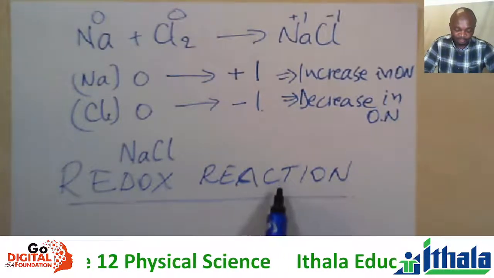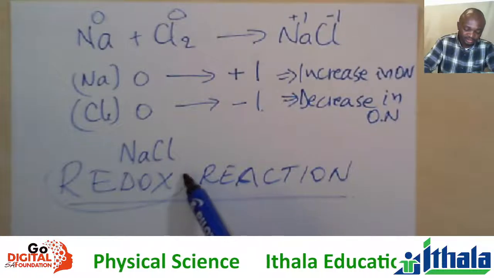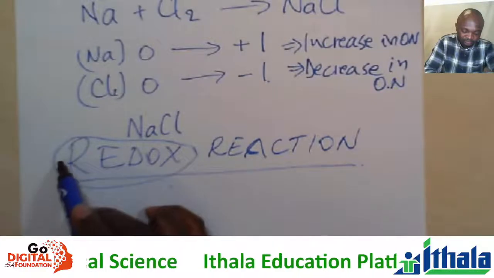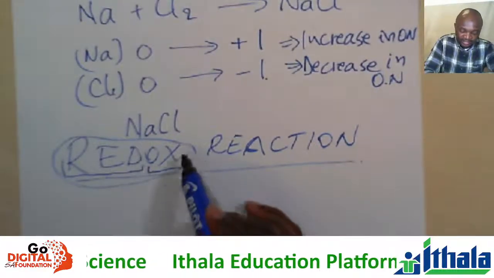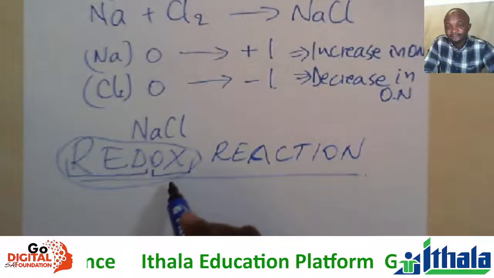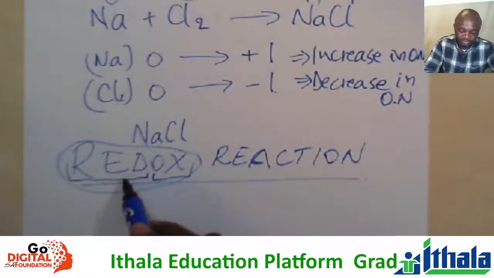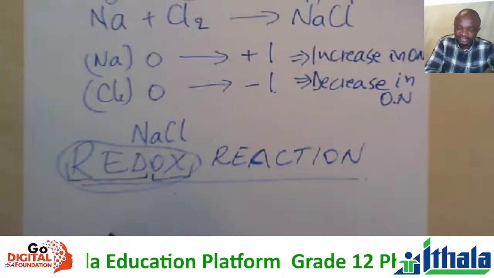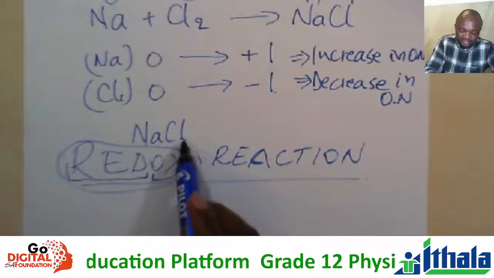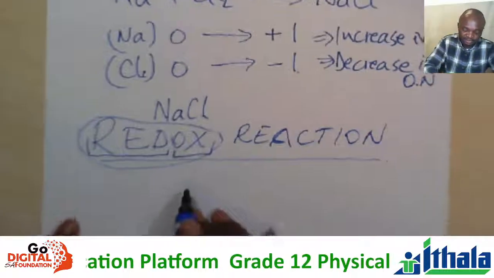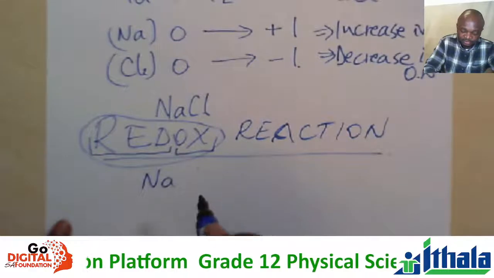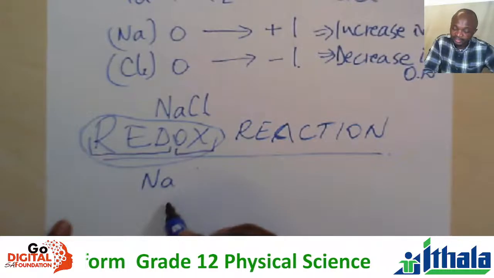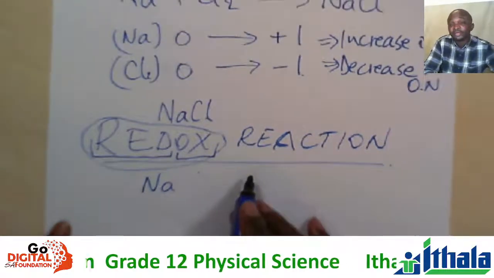Now, with the transfer of electrons, why is it called redox? It's a combination of the words red, or reduction, and ox, or oxidation, right? Then it's going to define why we call it redox. Now, sodium lost electrons. Chlorine gained electrons. Right? So sodium lost electrons and became a sodium ion. Chlorine gained electrons and became a chlorine ion, or chloride.